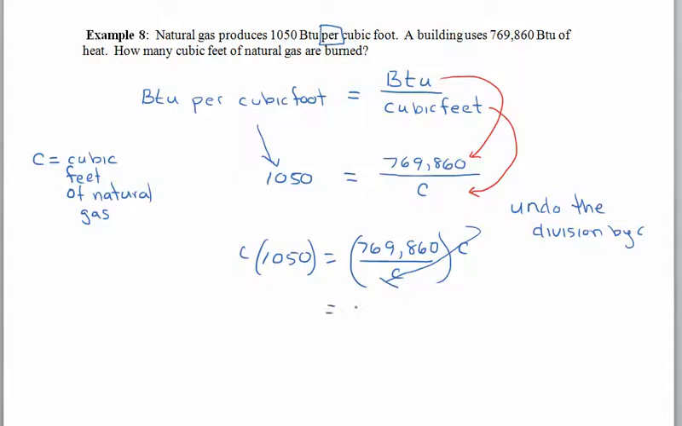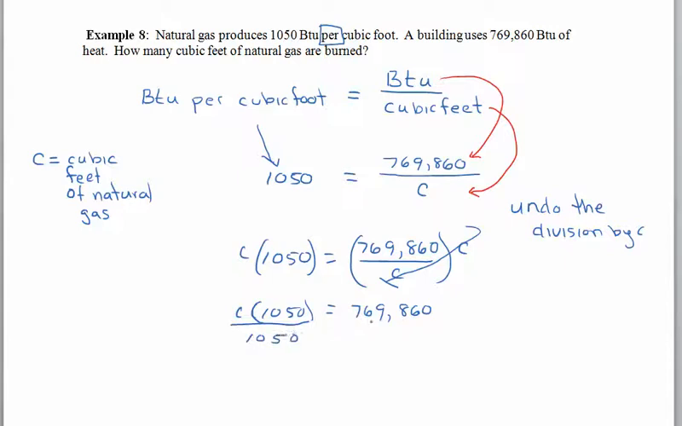And we are left with 769,860 on the right-hand side. And the left-hand side, we have C times 1,050. We've seen this happen before. It looks like we didn't do much, but we did. On the left-hand side, now we have two things being multiplied. We know how to undo that multiplication. We want to divide. We want to divide so that C is left all alone, so we'll divide by 1,050.